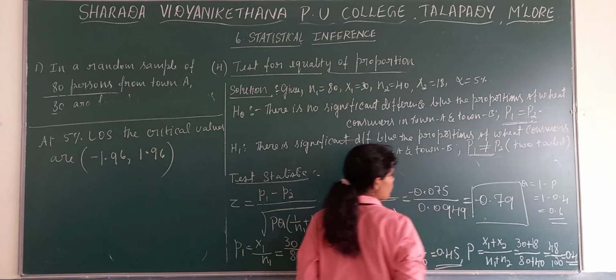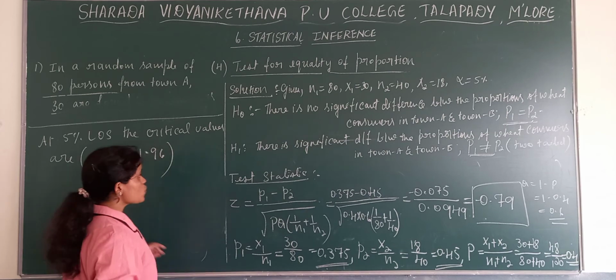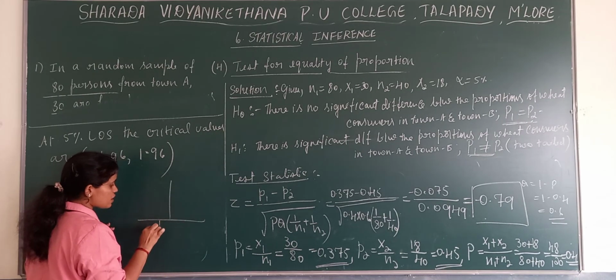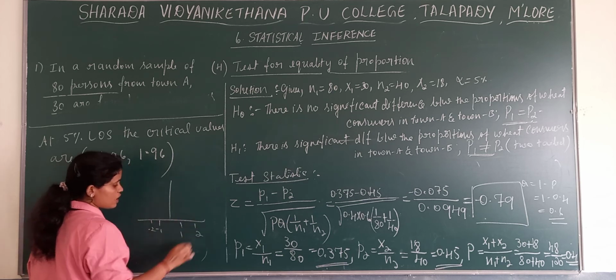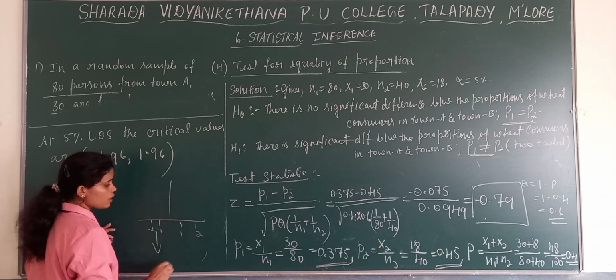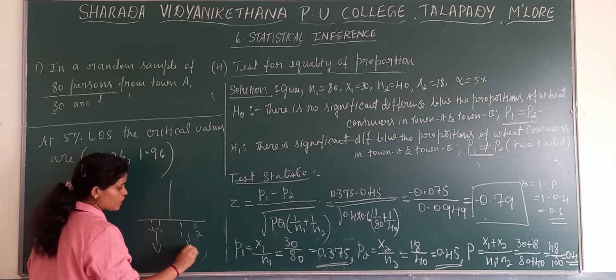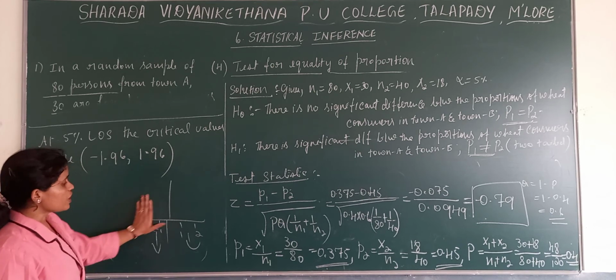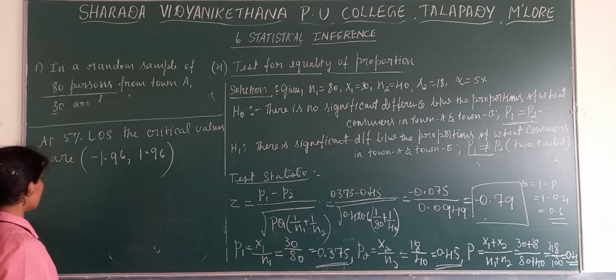Now, what value have we got here? That is minus 0.79. Whether it falls in between these two, negative 1.96 will fall here, positive 1.96 will fall here. So 0.79 will fall in between. So we can accept the null hypothesis.